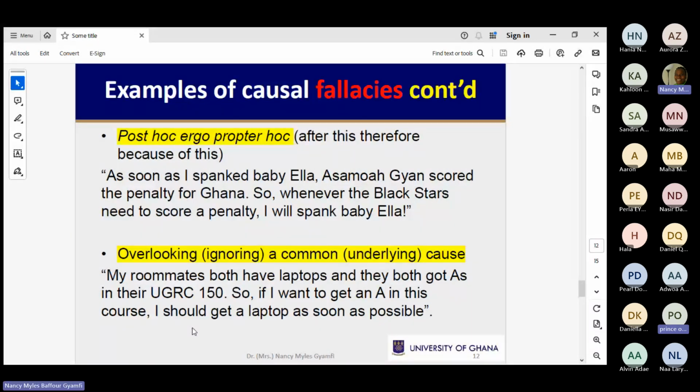Overlooking or ignoring a common underlying cause. My roommates both have laptops and they both got A's in their UG's RC 150. So if I want to get an A in this course, I should get a laptop as soon as possible.